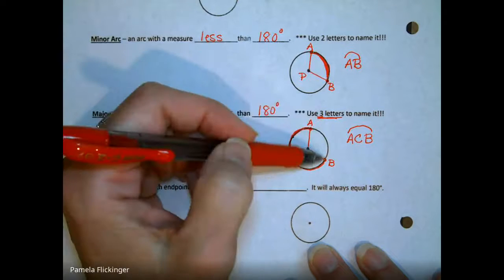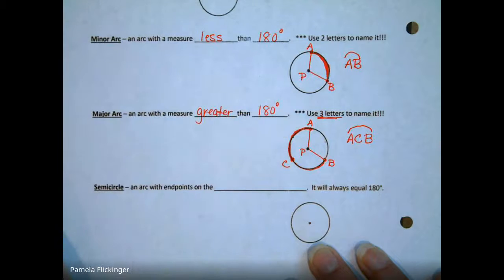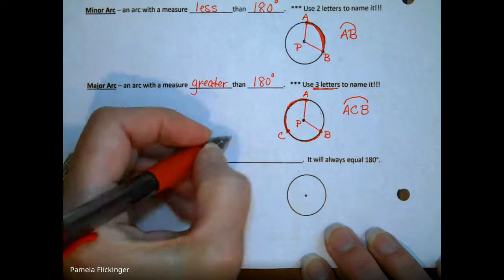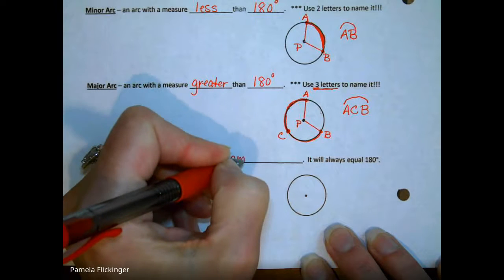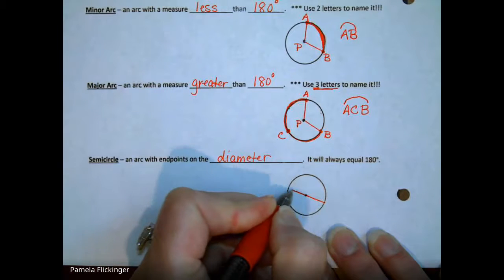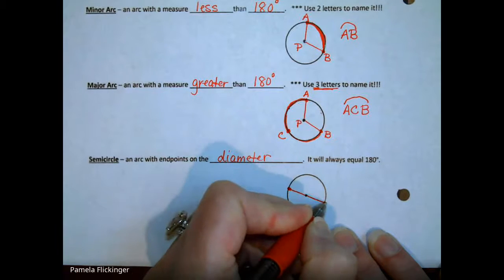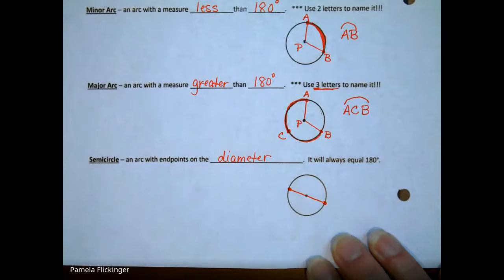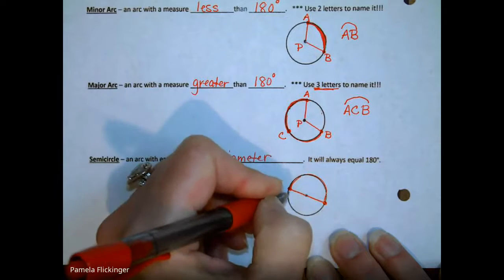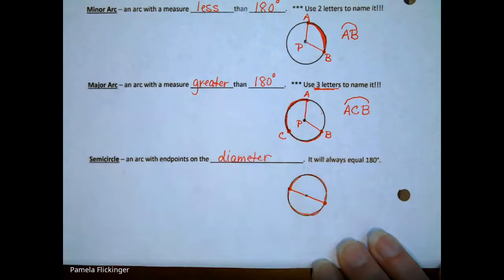Now, we haven't talked about it, but we should be reminded that a whole circle is 360 degrees. All right, so we're not going to go over that. A semicircle is an arc with the endpoints on the diameter. So if I draw in a diameter, the endpoints of that split my circle in half. And so whether I go above or I go below, it doesn't matter. Both of those are semicircles, always 180.